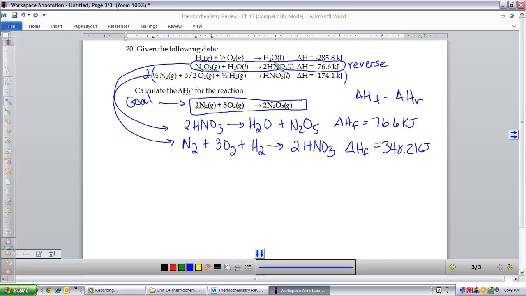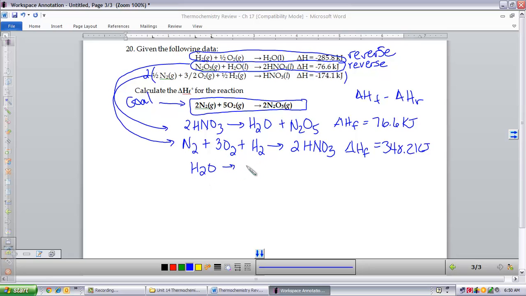Okay, now let's look at the top reaction. Hydrogen plus oxygen gives you water. Now there's not water in my final answer, so I'm going to try to do something to get rid of the water in one of my other reactions. So since water is in a product on this side, I'm going to make it a reactant over here, which means again I will also have to reverse this reaction so that I'm getting the products and reactants on the correct side.